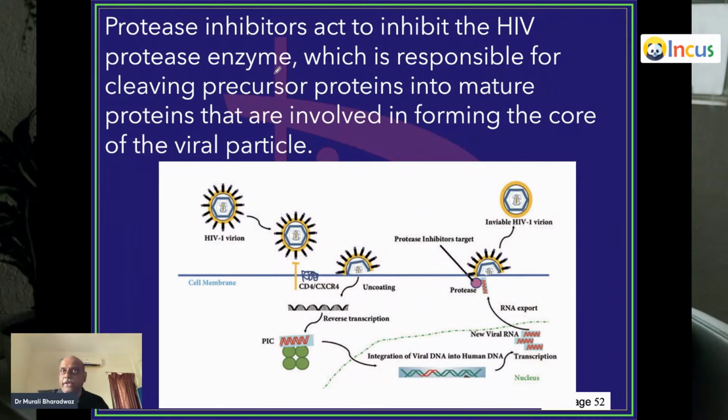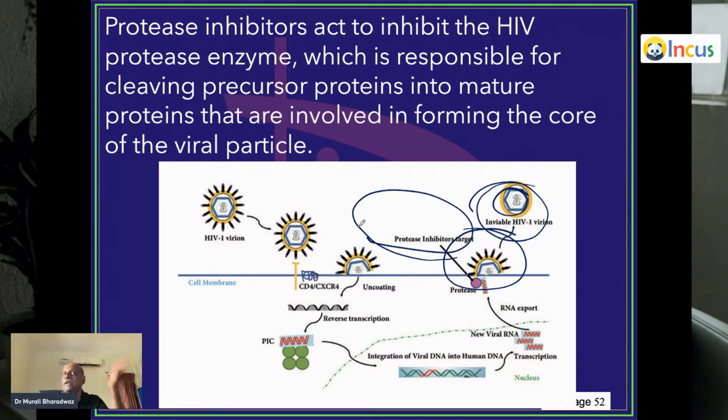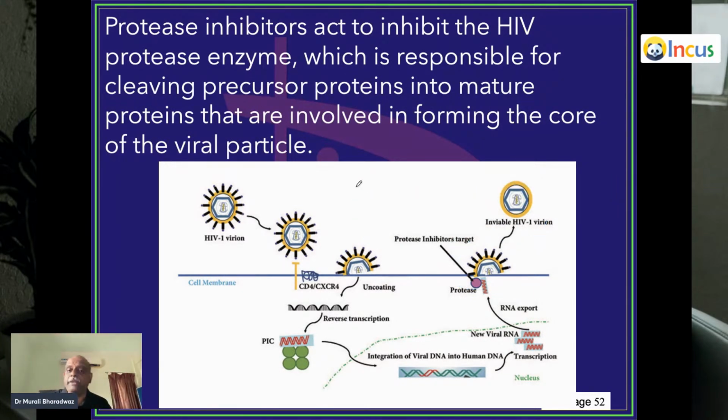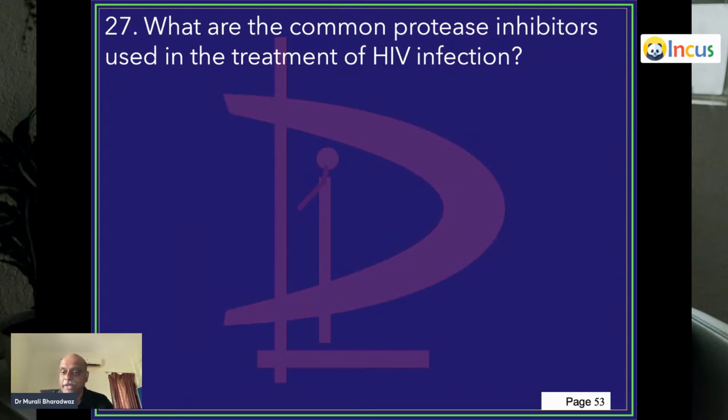Protease inhibitors ultimately inhibit the protease, so that it prevents the organization of the virion. Whenever the virion forms, all the proteins need to combine together for it to be released into this world. So protease is responsible for cleaving the precursor proteins into the mature proteins, and if it is inhibited, mature proteins are not formed and the viral particle cannot be reconstituted. That is what you need to remember.